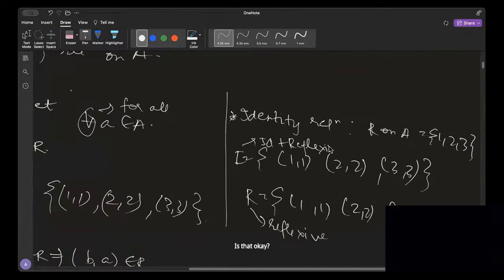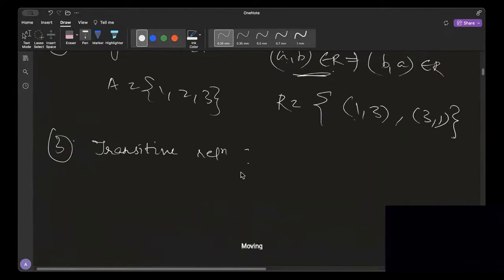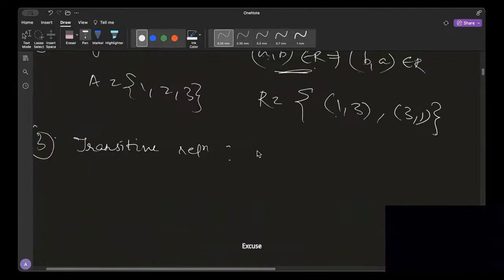Is that okay? Okay, ma'am, clear. Okay. Moving on. We were on transitive relation. Excuse me, ma'am. Yes. So basically, it means that there can be extra pairs in a reflexive relation, but there cannot be. Okay.